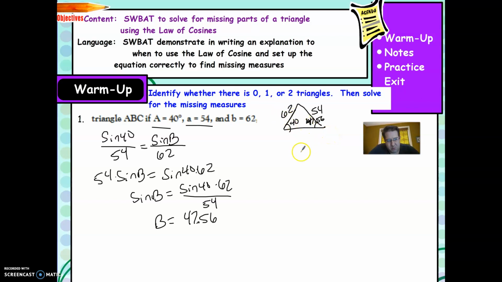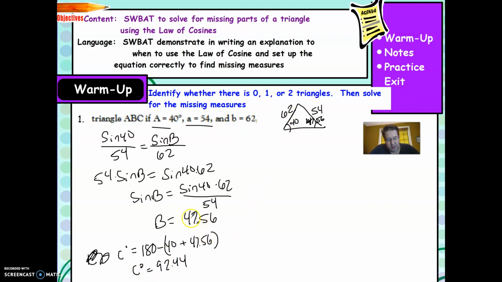Well, first of all, if I do 180, so this is angle C. Okay, so angle C is equal to 180 minus the two that I already know, which is minus 40 and minus 47.56. So let's see, 180 minus 40, minus 47.56 is going to give me 92.44. So that's one possible measurement of angle C.